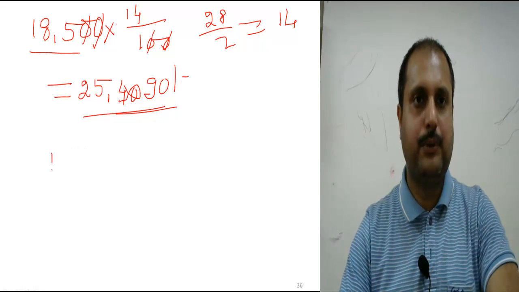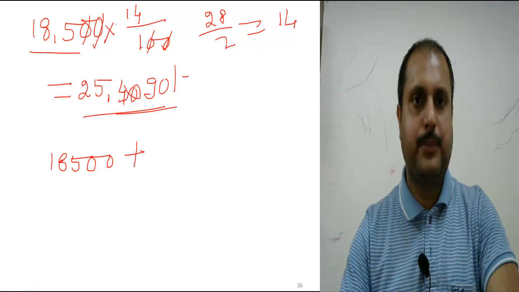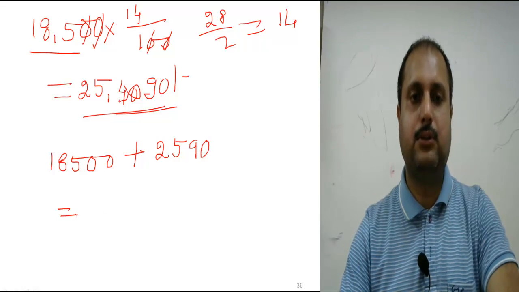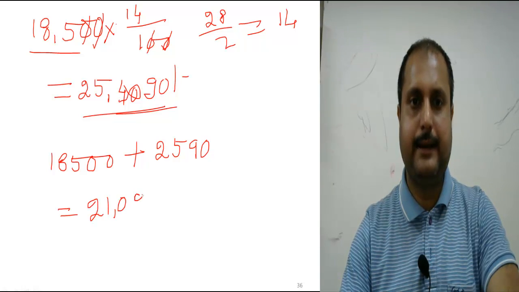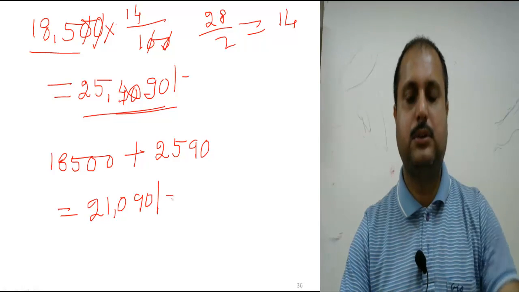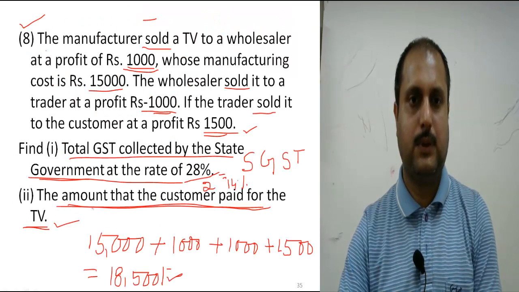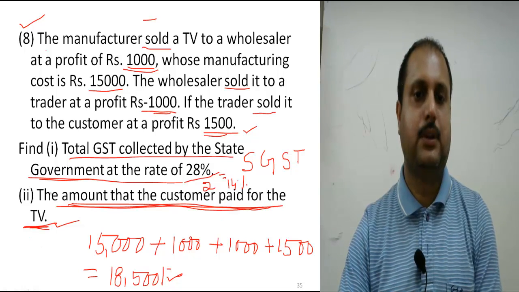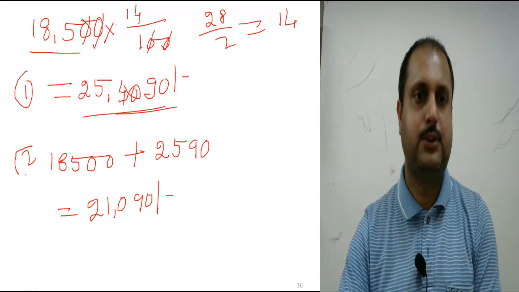So now the total amount would be 18,500 plus 2590. What will be the total amount after including the SGST? It will be 21,090. So this is the amount that the customer paid for the TV. This is the answer of 1 and this is the answer of 2.